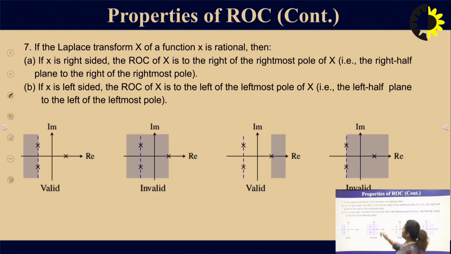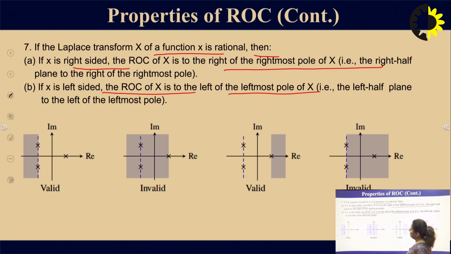Next, if the Laplace transform X of a function x is rational, then if x is right-sided, the ROC of X is to the right of the rightmost pole. If x is left-sided, the ROC of X is to the left of the leftmost pole. So from the figure we can see here, if the poles exist here at the j omega axis and also at the real axis, but it's a left-sided signal, so the valid ROC is to the left of the leftmost pole.